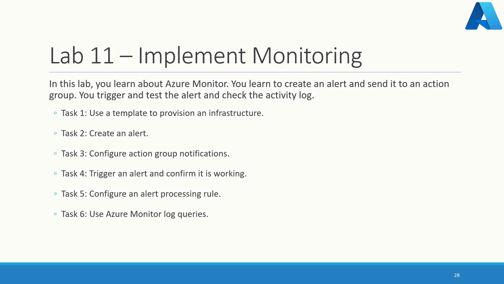Like I said earlier, there are 6 tasks that I will perform. In task 1, I'm going to use a template to create an Azure virtual machine. And that is what I'm going to use in task 4 to trigger the alert that I'm going to configure in task 2.